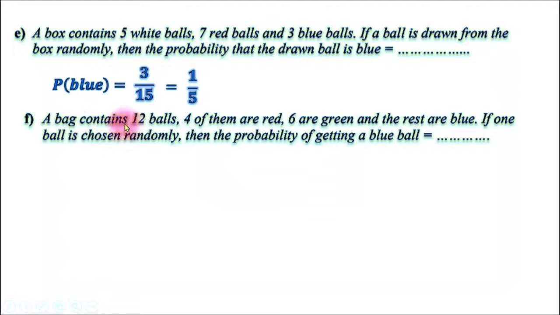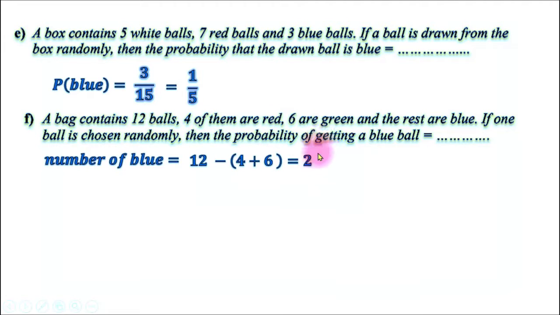F: A bag contains 12 balls, 4 of them are red, 6 are green, and the rest are blue. If one ball is chosen randomly, then the probability of getting a blue ball. First, we must find the number of blue balls. Total equals 12, minus 4 red and 6 green equals 2. Then the probability of blue equals 2 over the total, 12, in simplest form equals 1 over 6.